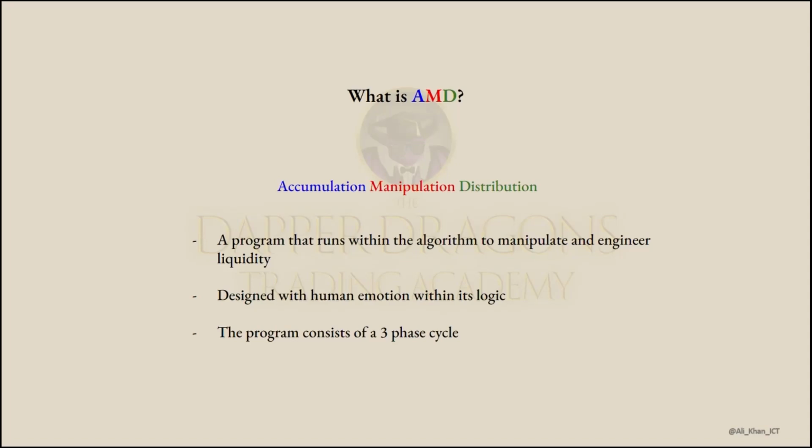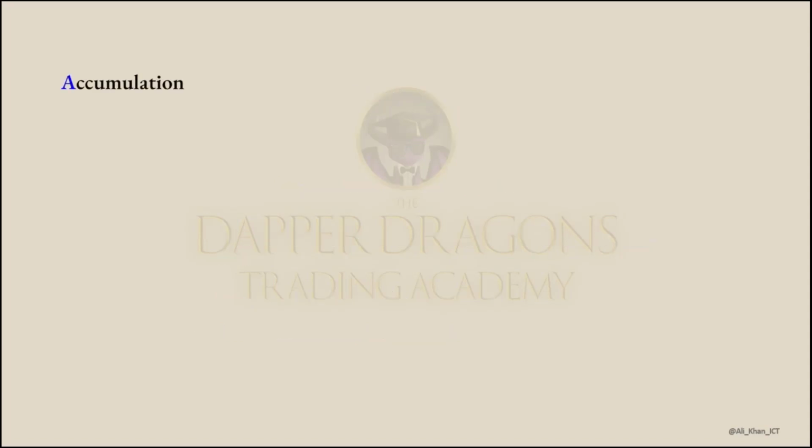What you have to understand when you're thinking about the algorithm is that when it was designed, the whole point of it is to manipulate human behavior to entice buyers or sellers into the marketplace, because essentially they want to steal our money. One of the macros that they run within the algorithm itself is this pattern that we see, and ICT has dubbed it the AMD pattern. Let me go into a little bit more detail with each phase.